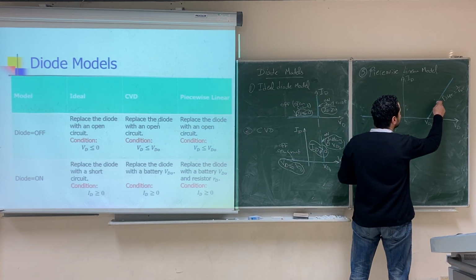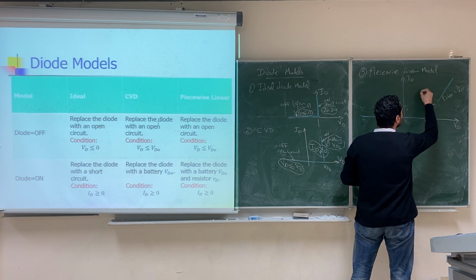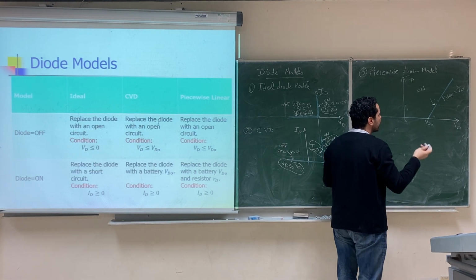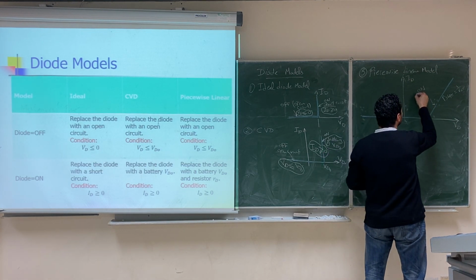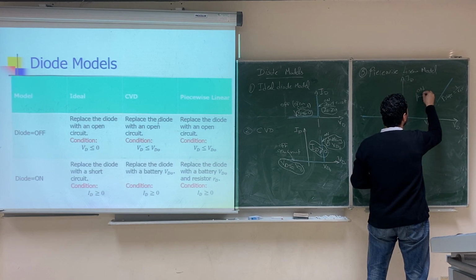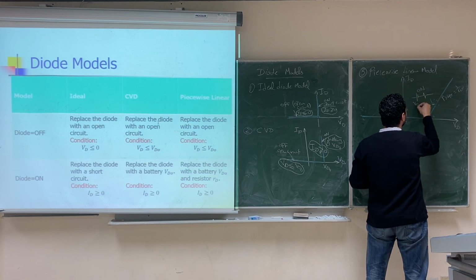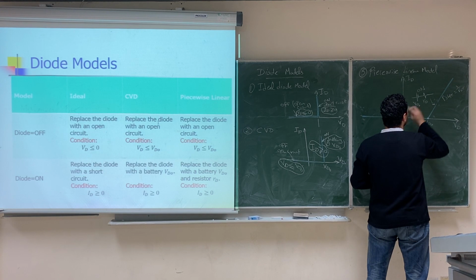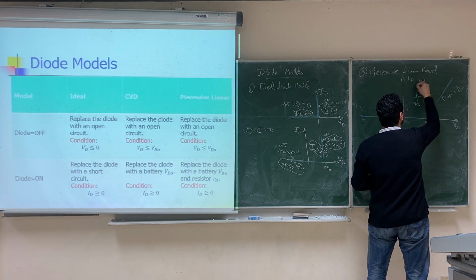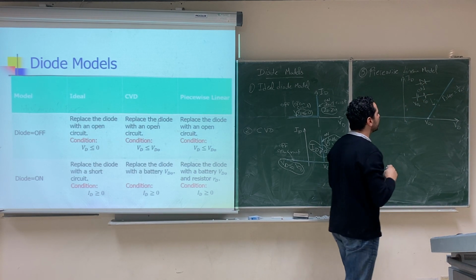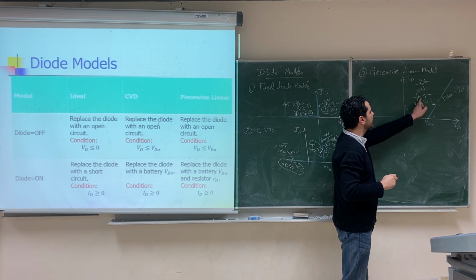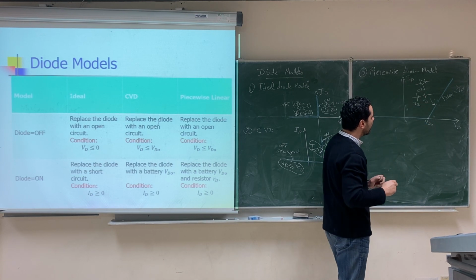This model implies that when the diode is on in this region, you can represent it by a battery and resistor. Battery VDO and the resistor RD. In which direction? Opposite, the battery direction is opposite to the current. If this is the diode, you can represent it by a battery VDO and the resistor RD.